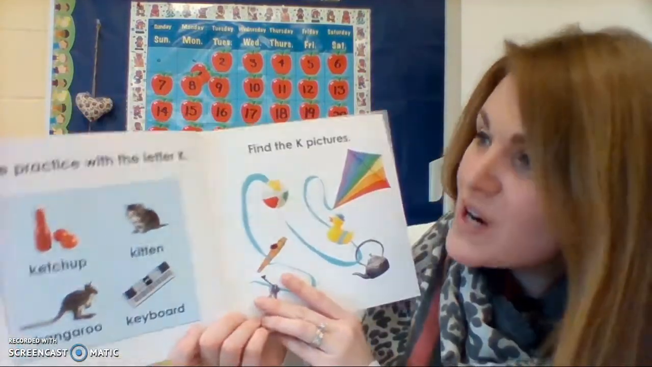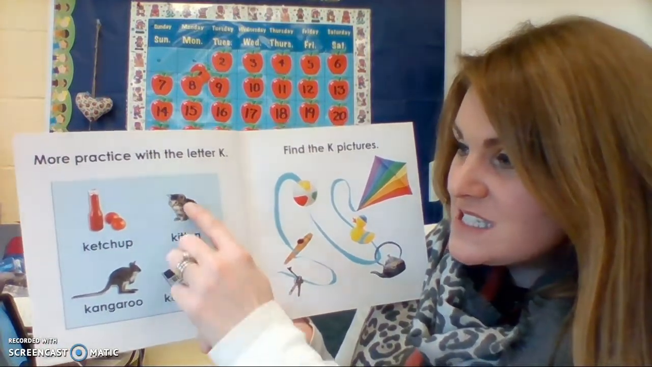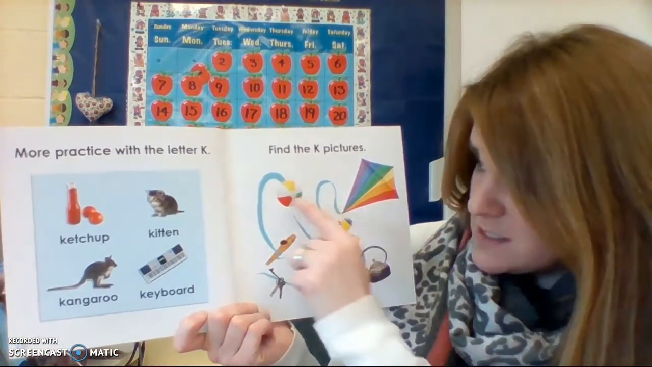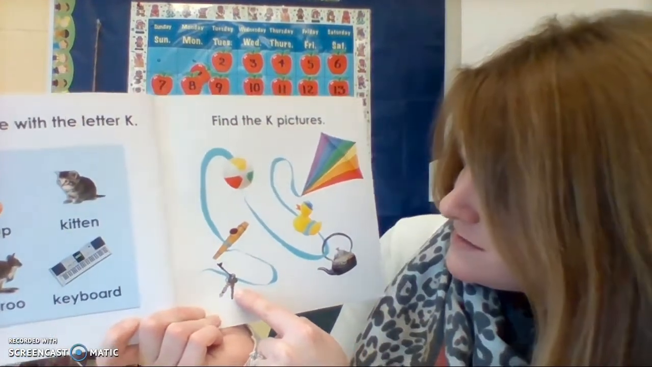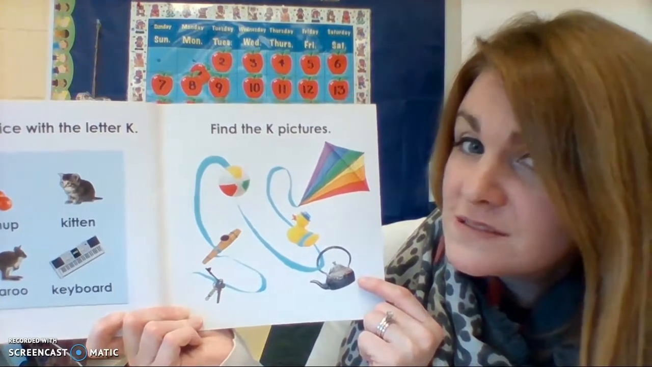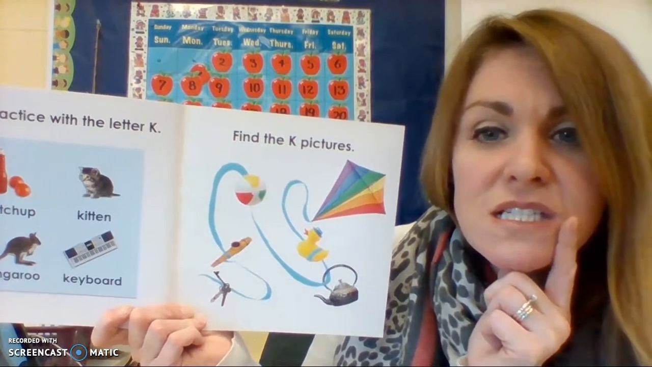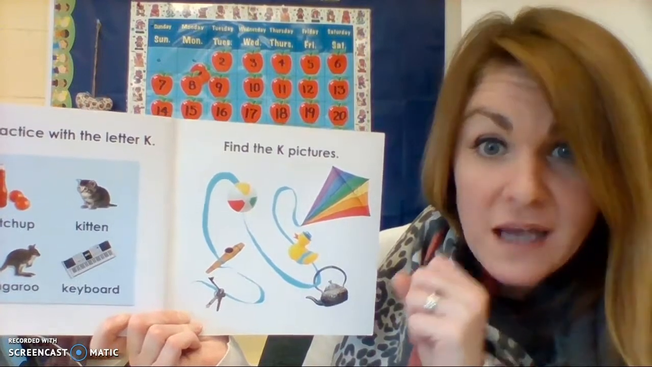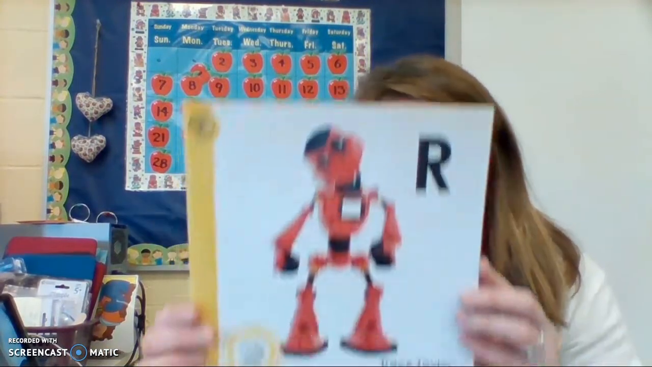Here are some more words to practice the letter K. Ketchup. K. Kitten. K. Kangaroo. Keyboard. Find the K pictures. This is a ball. A kazoo, if you've never seen one. Keys. Kettle. Does that start with K? A duck. Duck. D. Uck. It starts with D, but ends with K. And kite begins with K. There's our K.